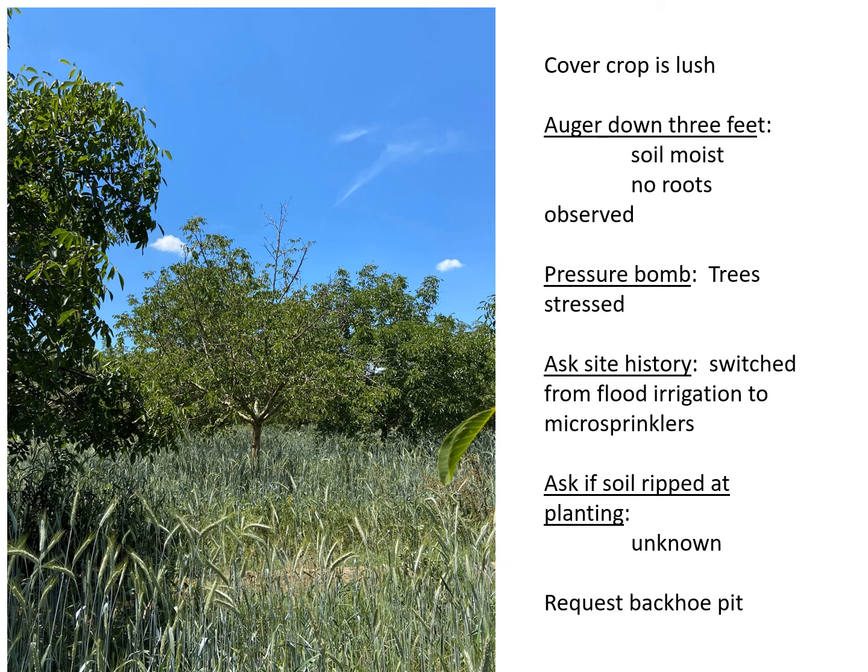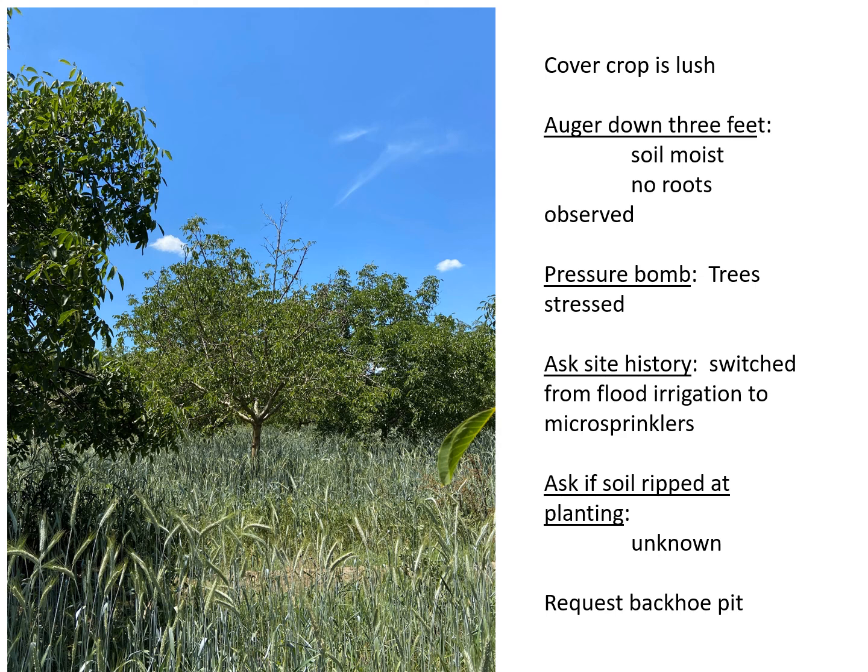Then you ask about the site history, and I'm looking at the irrigation and it looks like there are micro sprinklers, but gosh, it looks like it might have been flooded at one time. There are berms, etc. And so I asked that, and sure enough, they switched from flood irrigation to micro sprinklers. And that's hard for the trees to adjust to. And then I'm wondering, if the soil is moist and I don't see roots, is there a hard pan? Are the roots down below some hard pan and they're stuck and they can't get water, and that's why the trees might be stressed?